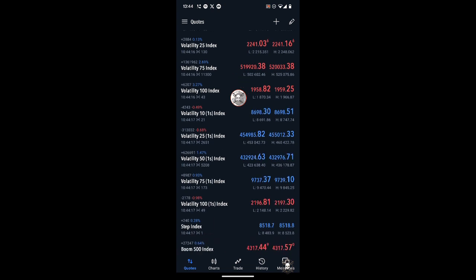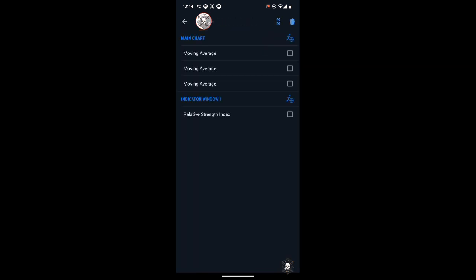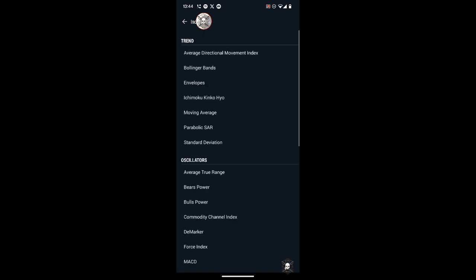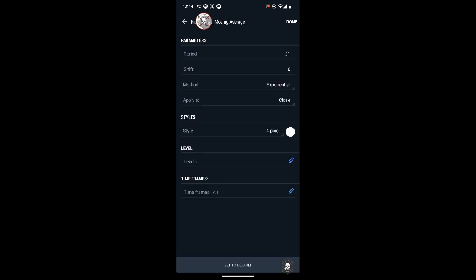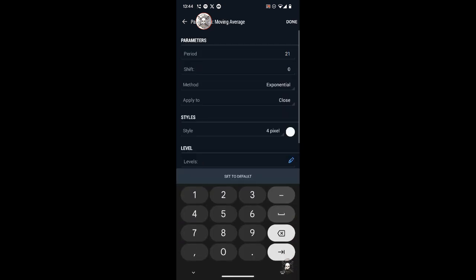I'll show you the setup. I think I already did some on the chart. This is how it looks after the setup and everything. So I'm just going to clear everything first, and let's start with the moving average. With 21, I put any color of your choosing. I just choose the white one. So 21 exponential, done.